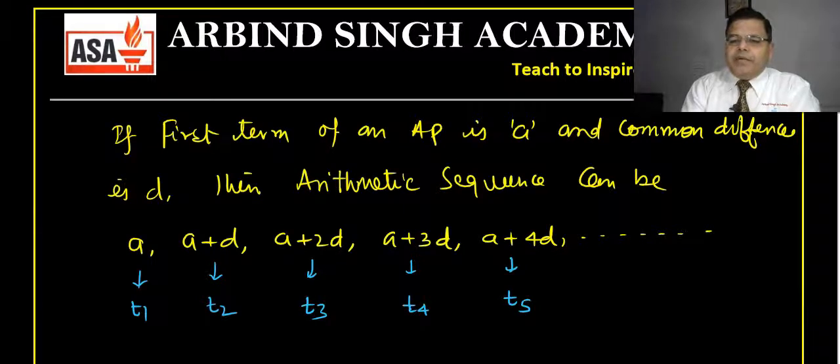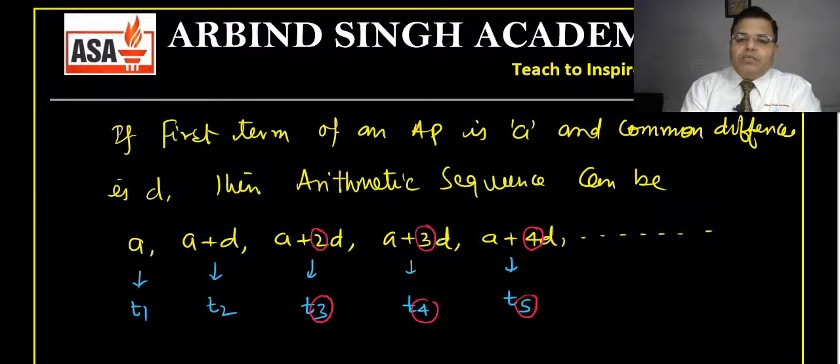Here, if you notice, T2 has coefficient of D as 1, T3 has coefficient 2, T4 has coefficient 3, T5 has coefficient 4, which is 1 less than the term number. If this is 5, then there is a 4. If there is a 4, then there will be 3. If there is a 3, then 1 less than that is 2. If this is 2, then 1 less than that is 1. If it is 1, then 1 less than that is 0. So similarly, if I would like the Tn term, then what will happen?